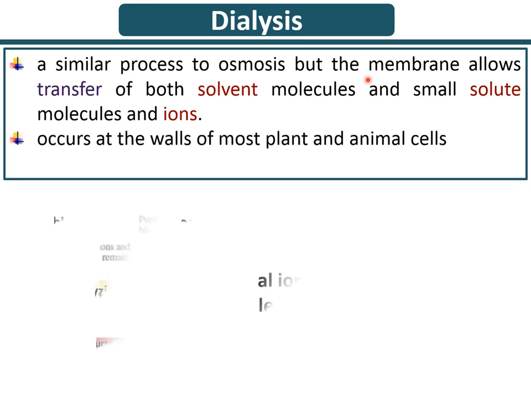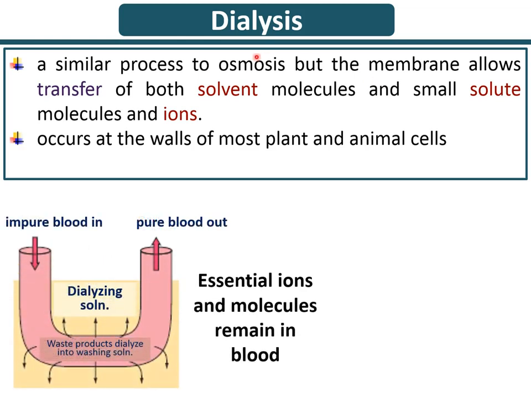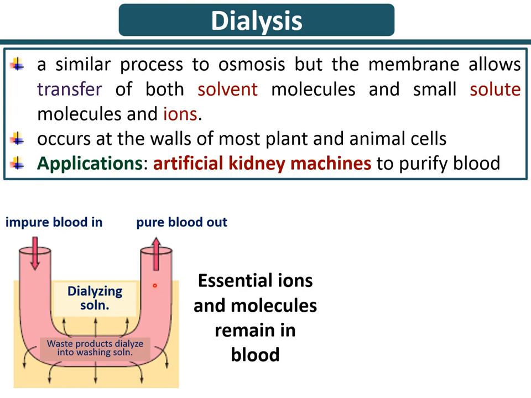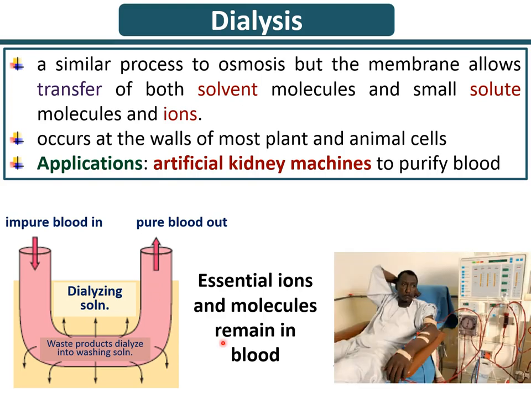And look at this image here that they use in the artificial kidney machine to purify blood. The impure blood enters from one side to be subjected to the dialysis solution, where the waste in the blood is removed to the dialysis solution, and from the other side, the pure blood exits. This is a very important process to remove the urine and impurities in the blood, to purify the blood in the kidney, to purify the blood in the human body.